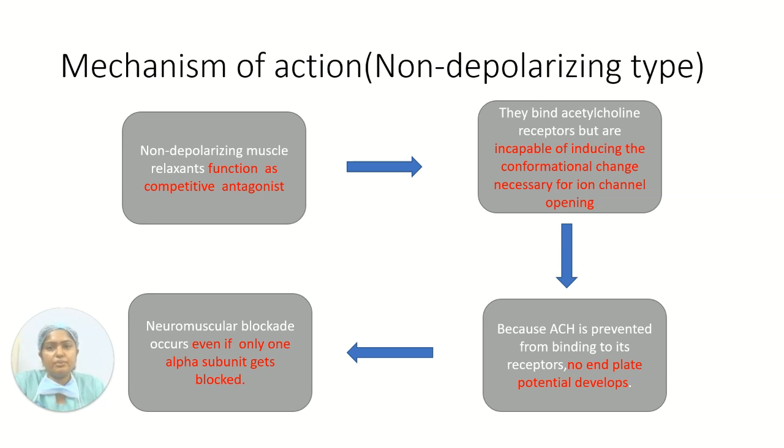Non-depolarizing muscle relaxants function as competitive antagonists. They bind to the acetylcholine receptors but are incapable of inducing the conformational change necessary for the ion channel opening. Because acetylcholine is prevented from binding to its receptors, no end plate potential develops, and therefore the neuromuscular blockade occurs even if only one of the alpha subunits gets blocked.